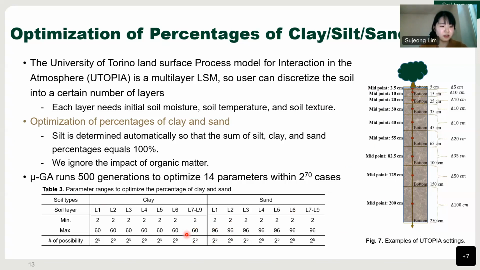During the optimization, as the percentage of clay and sand is randomly assigned, the silt is automatically calculated to satisfy the sum of all soils equal 100%. Micro-GA repeats this until 500 generations and optimizes 14 parameters within a potential solution space of 2 to the power of 70.